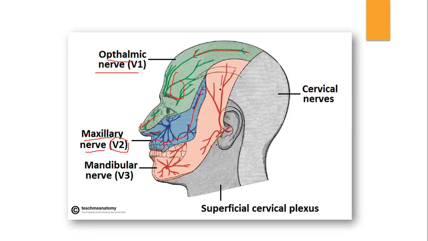And coming from the lateral side, like the temporal and the supratemporal area, and then eventually covering the entire lower jaw till the chin, this is covered by the mandibular division of the trigeminal nerve, sensory root.